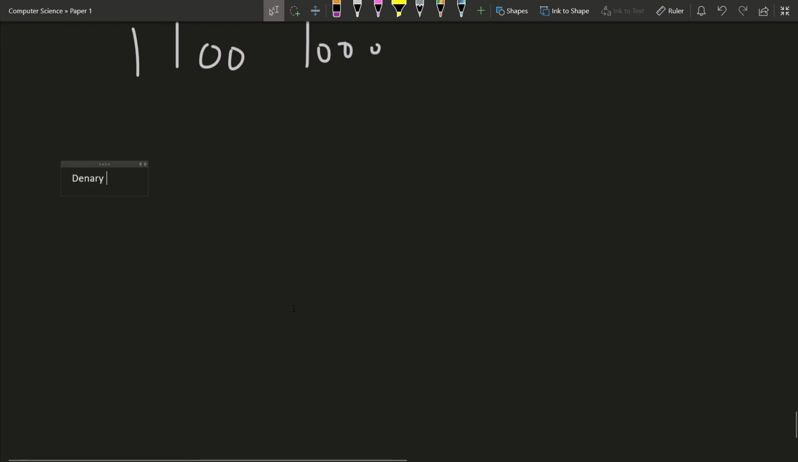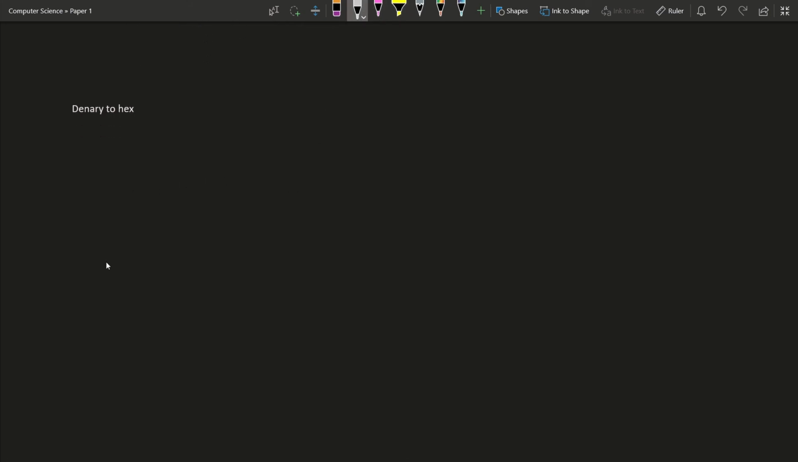Next and final conversion, denary to hexadecimal. For this, you can also do denary to binary and then binary to hexadecimal, but let's not get into that right now. So denary to hexadecimal, you have two methods. Method 1, let's say you have 2004. Method 1 is kind of hard because you have to multiply. So let's say it's base 16, right? So you have 256, 16, and 1.